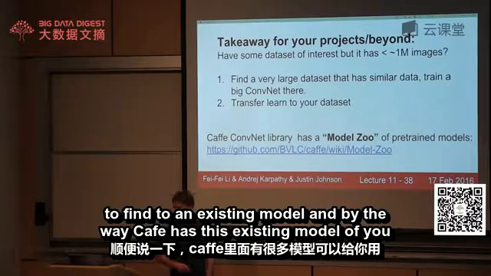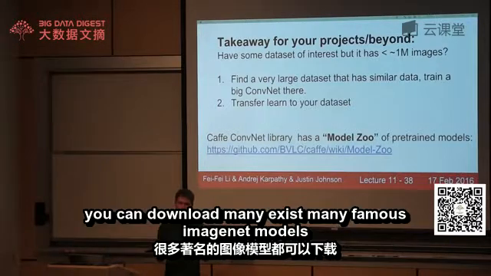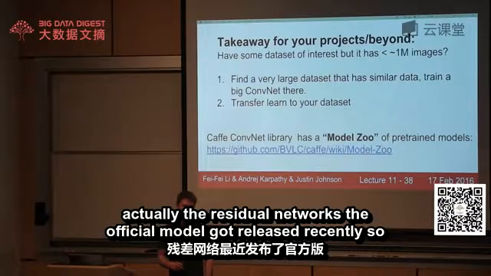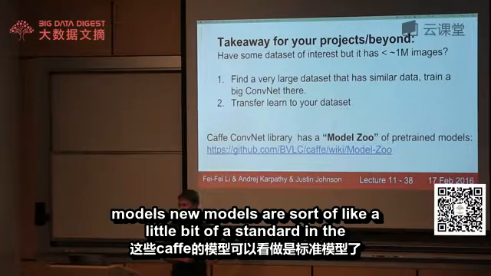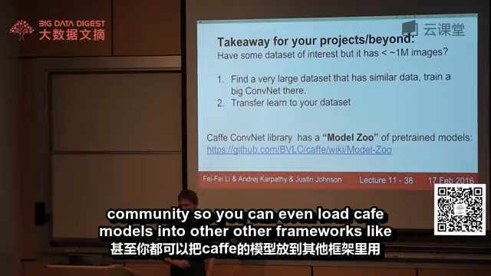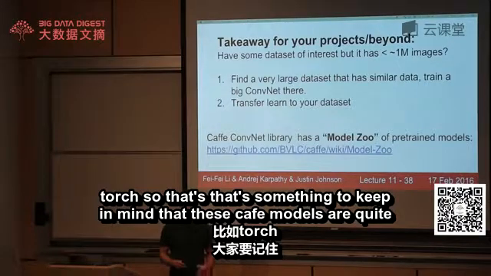And by the way, Caffe has this model zoo where you can download many famous ImageNet models. Actually, the residual networks, the official model got released recently, so you can even download that and play with it. That'd be pretty cool. And these Caffe model zoo models are sort of a standard in the community. So you can even load Caffe models into other frameworks like Torch. So that's something to keep in mind, that these Caffe models are quite useful.